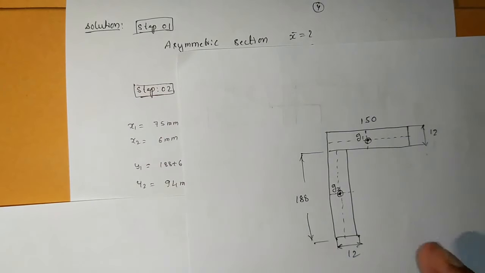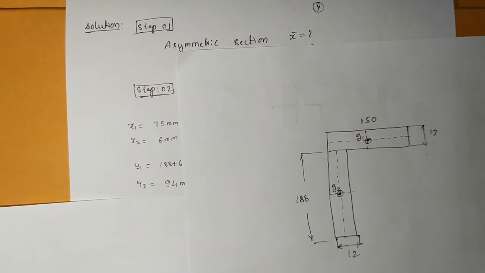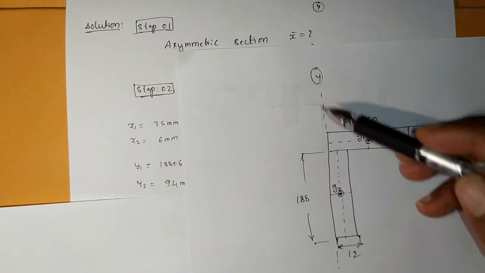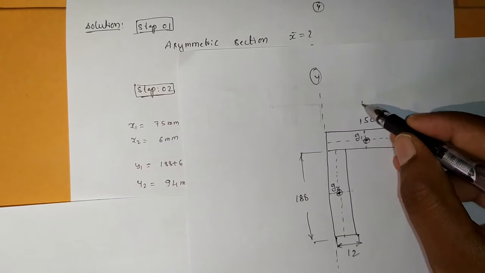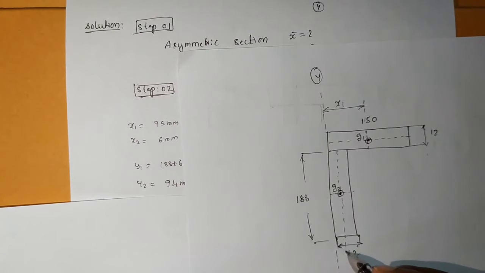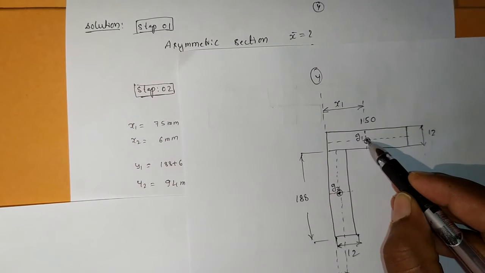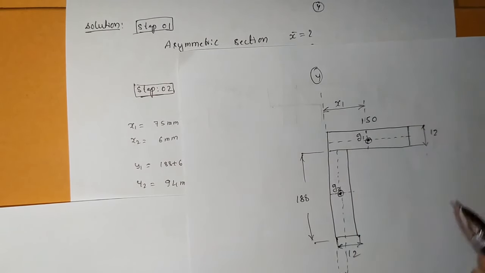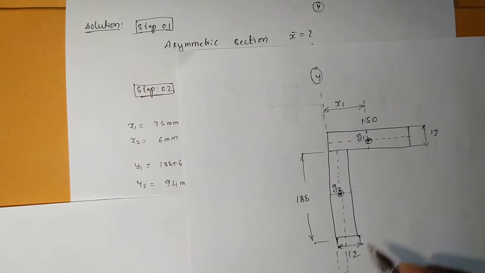After that, with respect to the reference axis, we have to mark the centroidal distance along the x-x axis as well as the y-y axis. This is the vertical reference axis, y-y axis. With respect to the vertical axis, we mark the centroidal distance. This is x1 and this is x2. What is x1? Distance between the centroid of section number 1 and the reference axis. Similarly, x2 is the distance between the centroid of section number 2 and the reference axis.